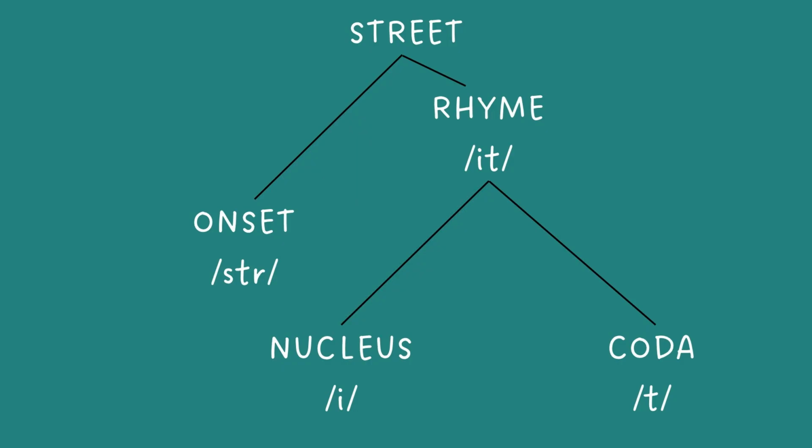The word street. The onset is the sound str because these consonant sounds come before the vowel. The nucleus is e, the coda is t, and the rhyme is eat. This example is interesting because the onset contains a consonant cluster, meaning several consonants appear together before the vowel.